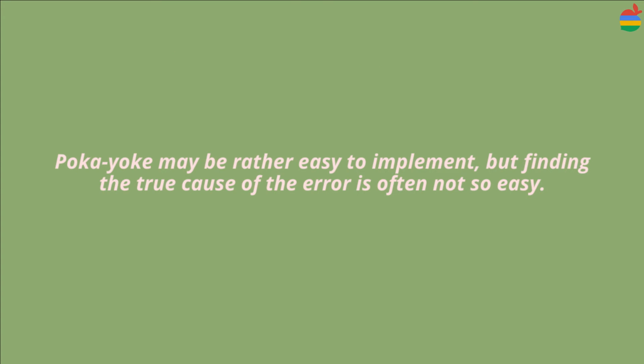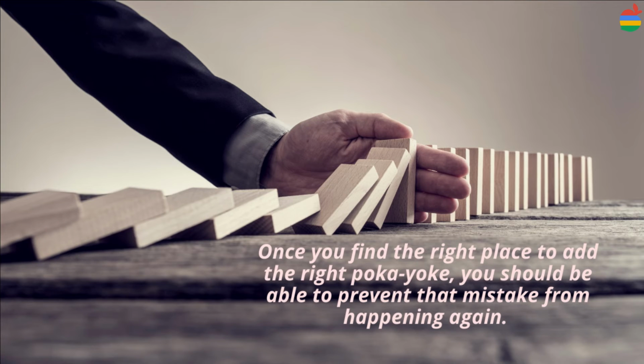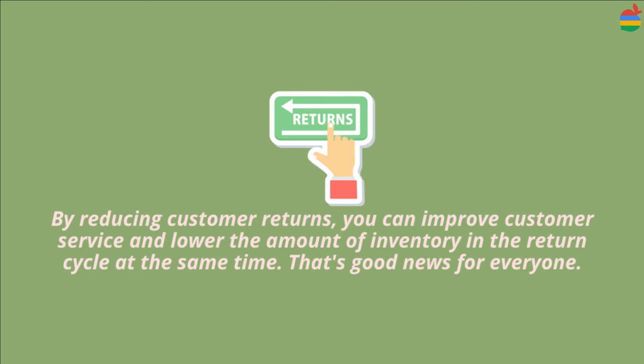Poka-Yoke may be rather easy to implement, but finding the true cause of the error is often not so easy. Many companies use small quality teams to explore this. Once you find the right place to add the right Poka-Yoke, you should be able to prevent that mistake from happening again. By reducing customer returns, you can improve customer service and lower the amount of inventory in the return cycle at the same time. So that's good news for everyone.